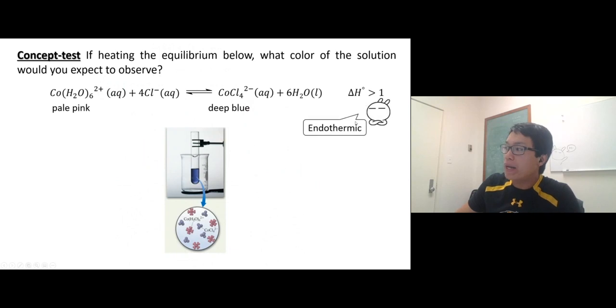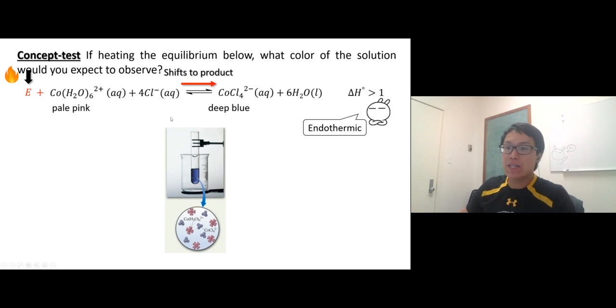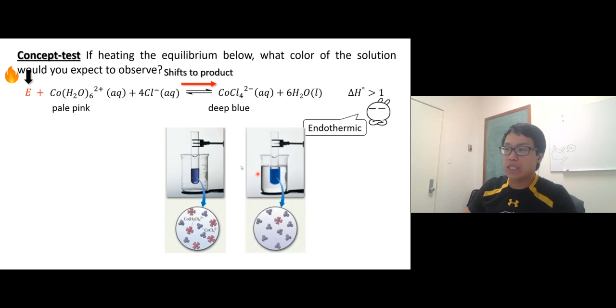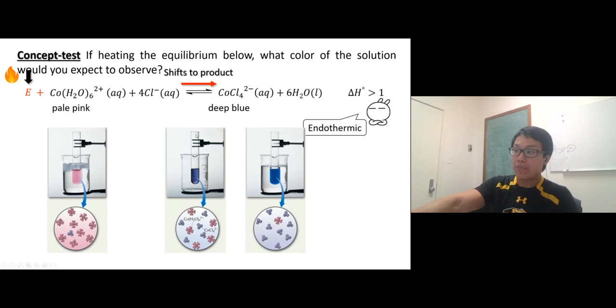So if this reaction is endothermic, we can include the energy on the reactant side as a reactant. And the question asks, if heating this equilibrium, so we add more heat. In this case, it's like you add more reactant. What's going to happen? What does the equilibrium do? Shift to the product. Good. And what color are you going to see? Go toward deep blue. Okay. If you cool this reaction down, the reaction is going to shift backward to pale pink, and you're going to see pale pink. This is real. I'm not making it up. People do this.